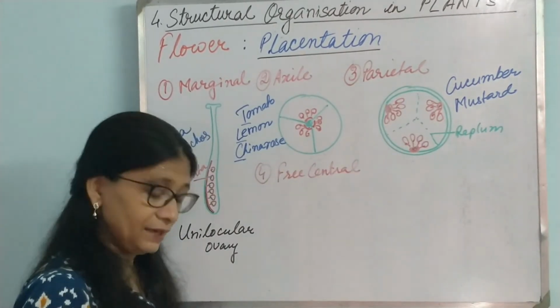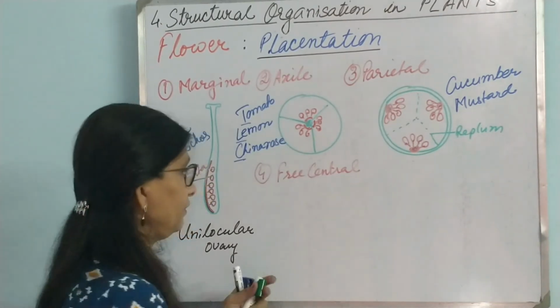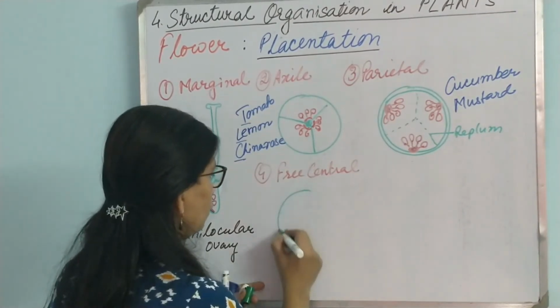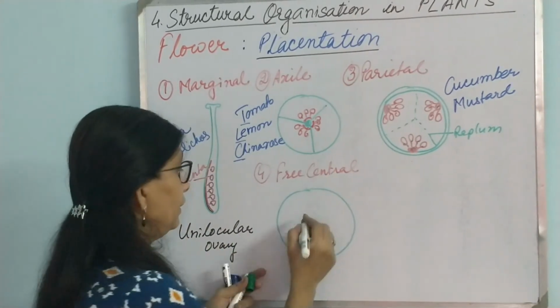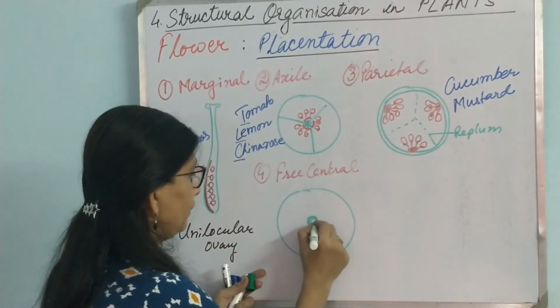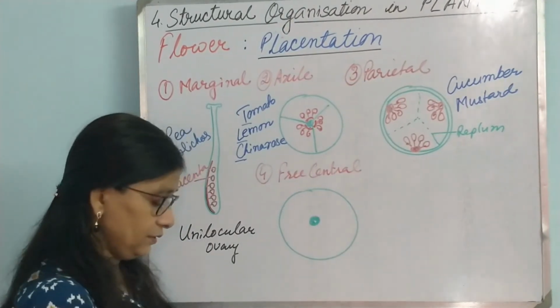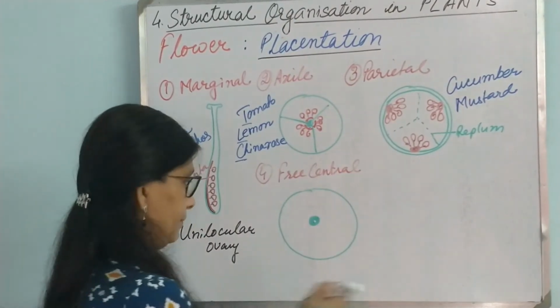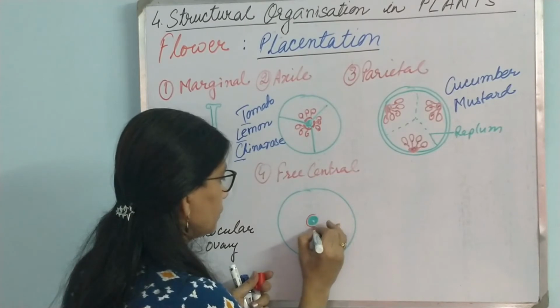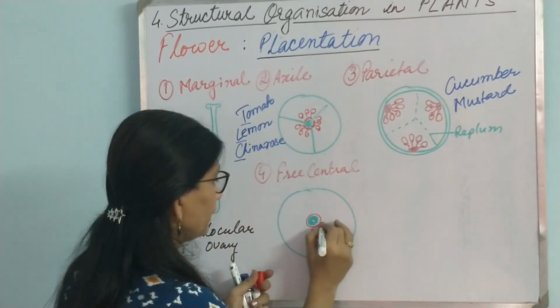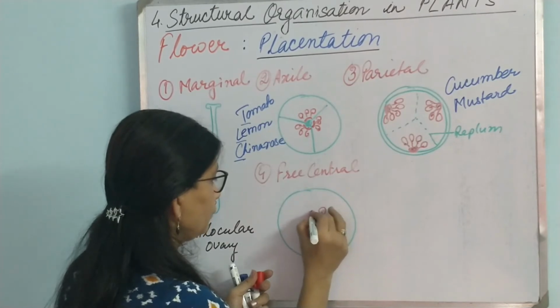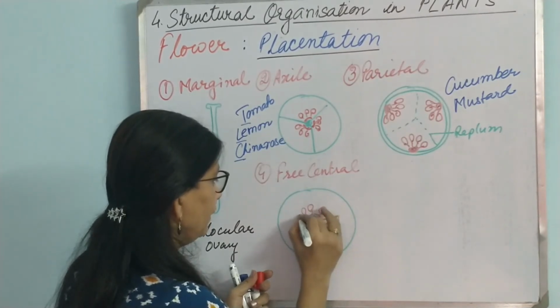Free central. It is free, which means there are no chambers. Now there is a central axis, and the placenta is there on the central axis. So the ovules are attached like this, all free. There is no chamber. In axile there were chambers.